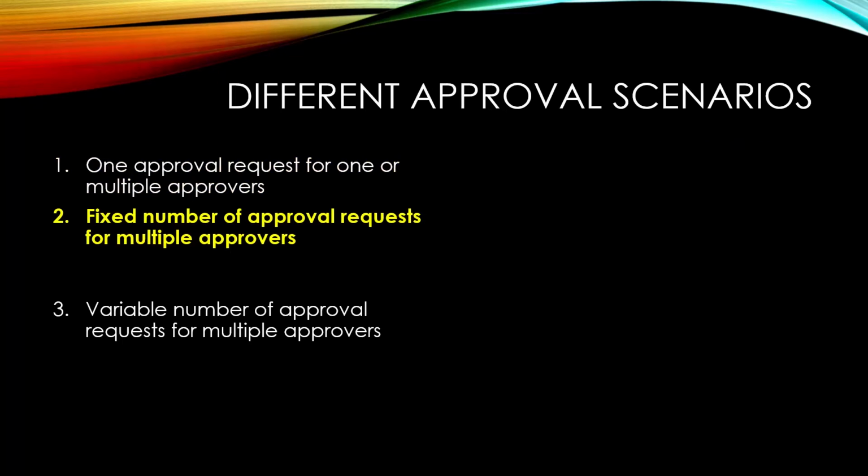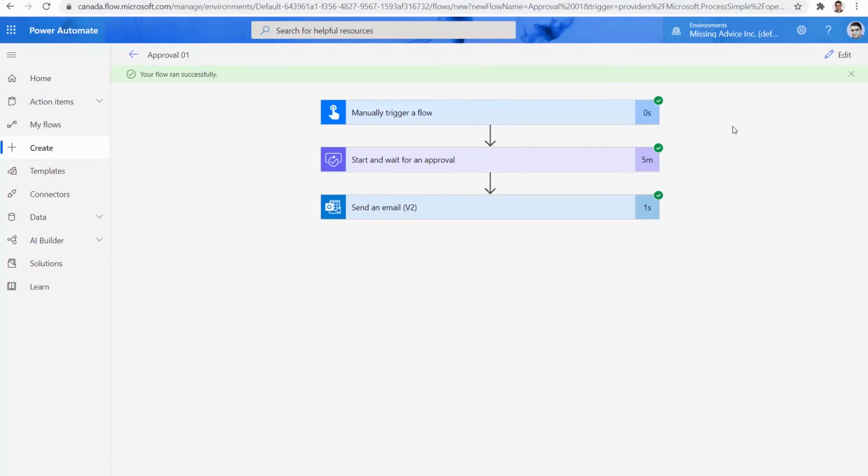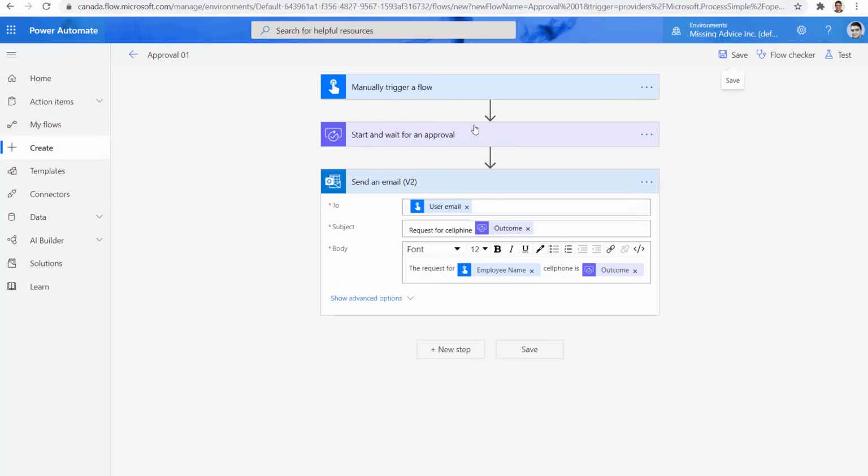The next one is going to be you have a fixed number of approval requests for multiple approvers. And in that case, let's change the previous scenario a little bit and make it like this. An employee is hired. Can he or she get a corporate cell phone, which we already have? The second one is going to be, can he or she get a Photoshop license? In that case, if I go back to my workflow and I click on edit here, I already have the approval for the corporate cell phone. I just need to add another action here, which is going to be the approval for the Photoshop.